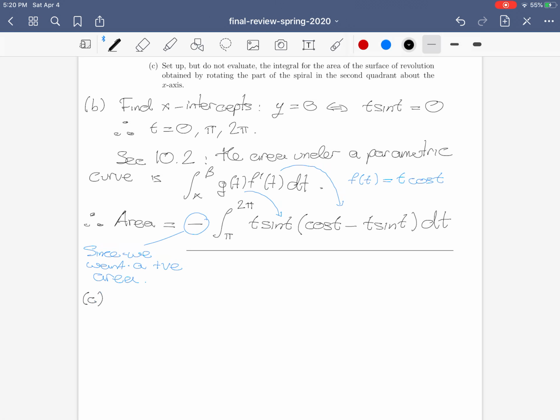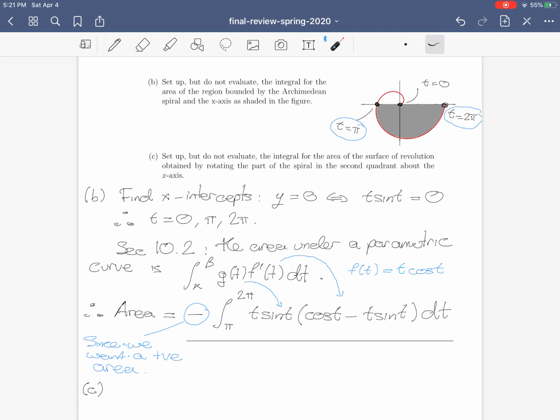Final part, part C. Again, we're asked to set up an integral, but we're not asked to evaluate it. What we're asked in this part is to set up the integral for the area of the surface of revolution obtained by rotating the part of the spiral in the second quadrant about the x-axis.